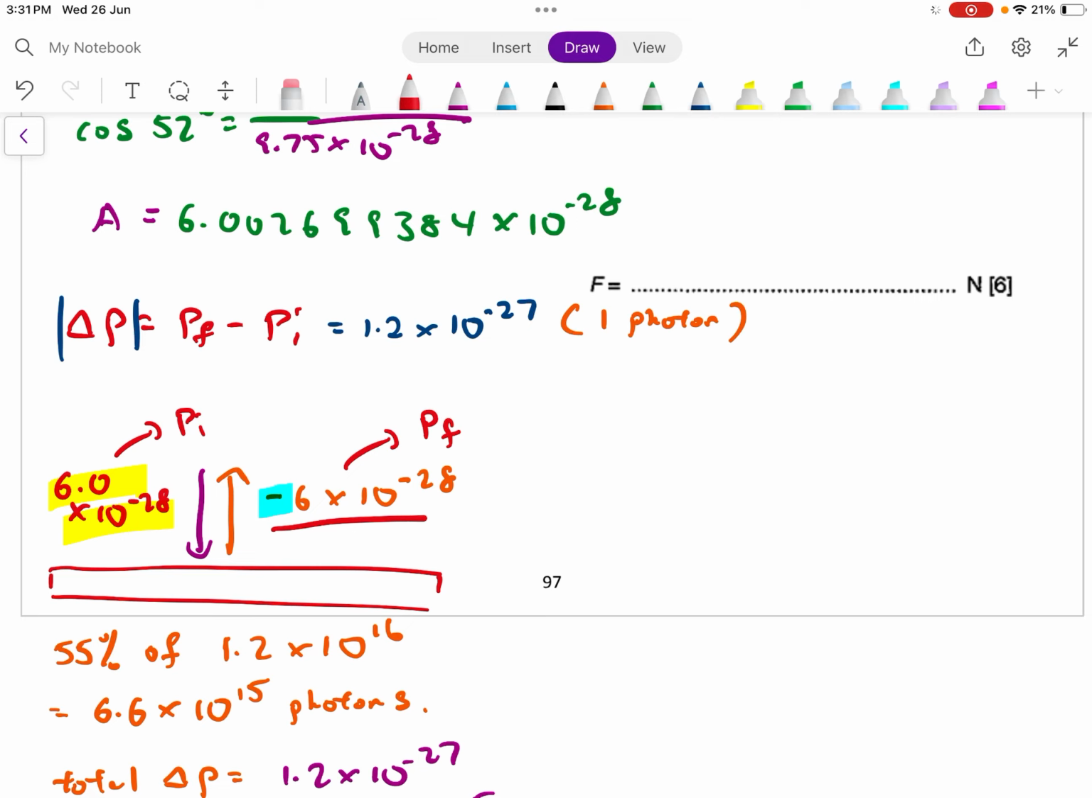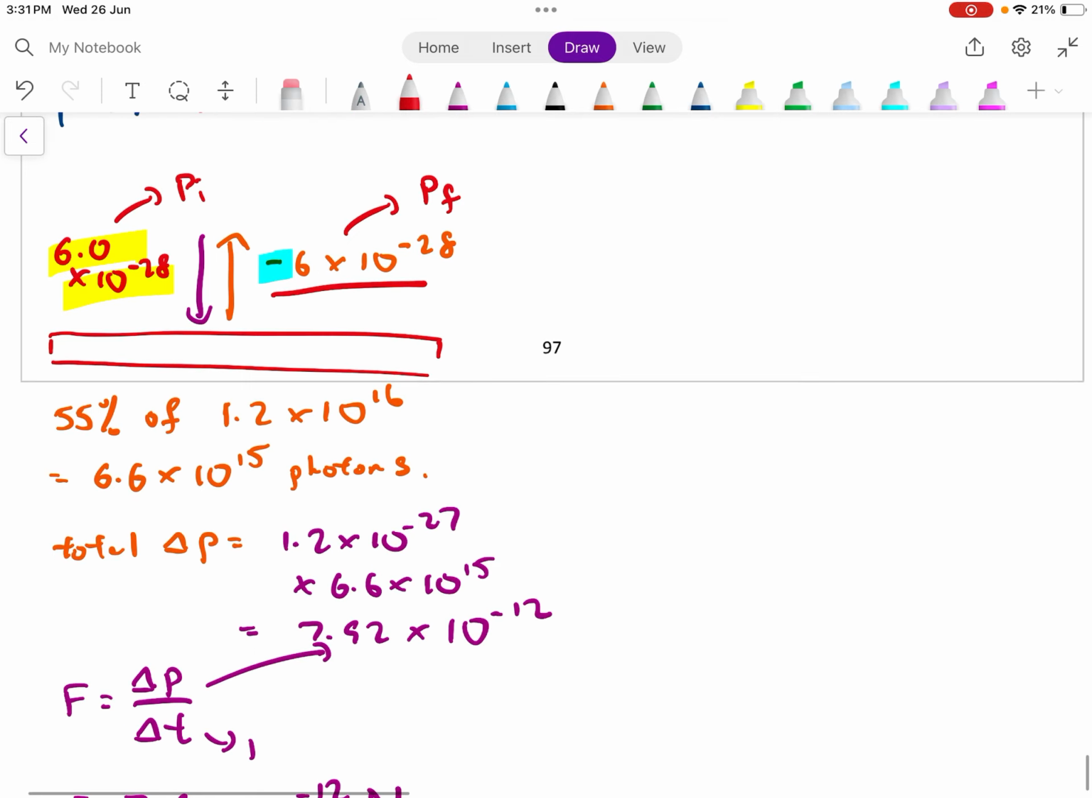So since they say 55% is reflected, the total number of photons that I actually have initially in 1 second is 1.2 times 10 to the 16. So only 55% means that I want to determine how much is 55% of this 1.2 times 10 to the 16. So it's about 6.6 times 10 to the power 15 photons.